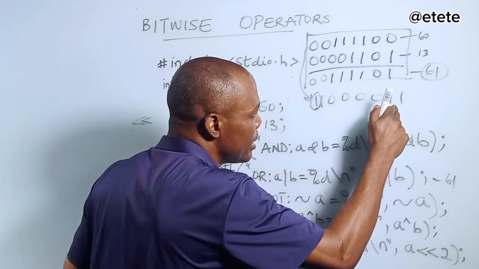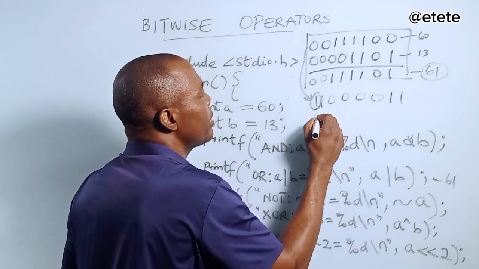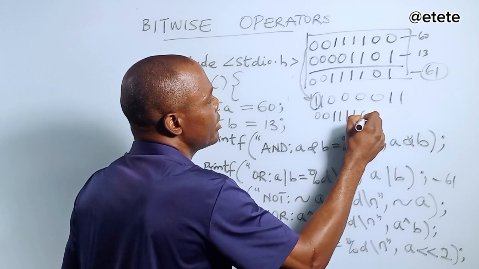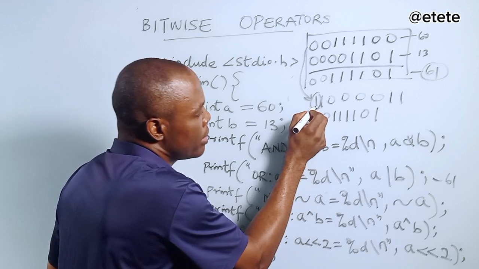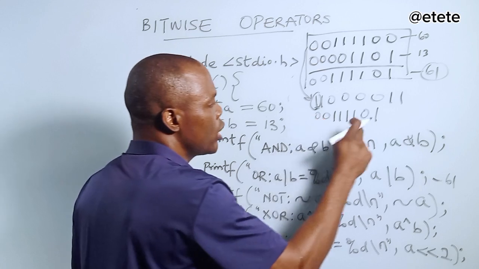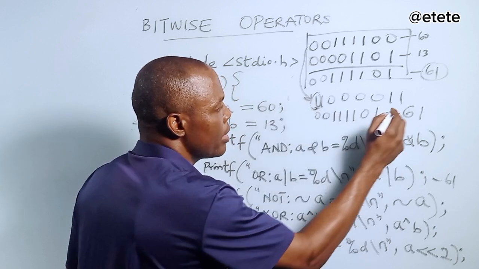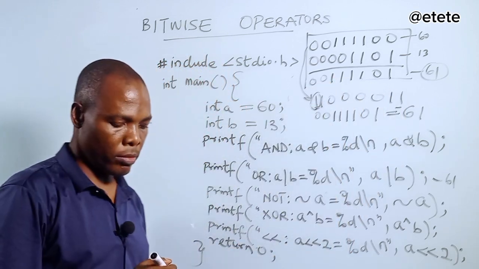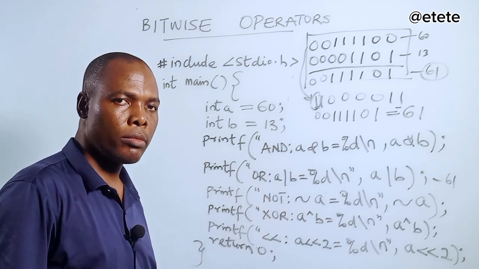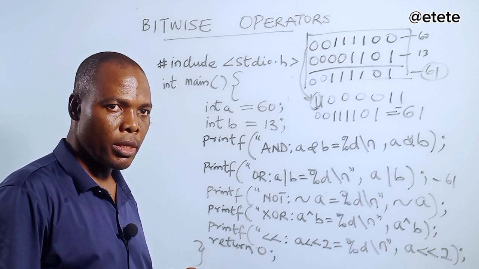So when I flip this, it will bring me back to this. Then I will add 1. So that will now be 0, 0, 1, 1, 1, 1, 0, 1. But this sign is for negative. So this one will give me 61, but because of this sign, it will give me minus 61. So this one will give me minus 61. Right? That is what it will give me.